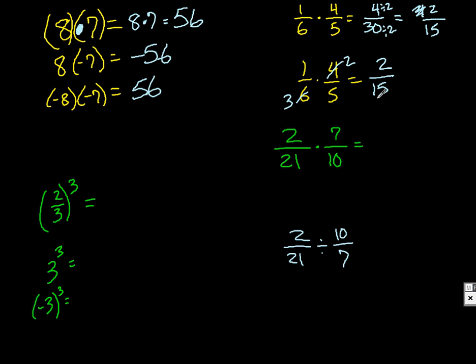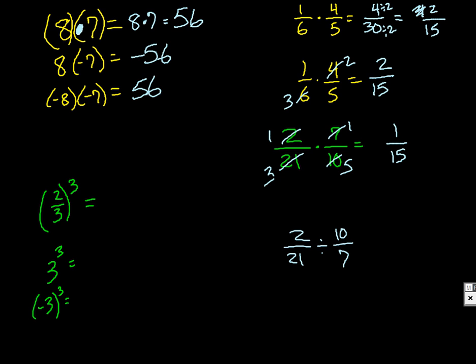I can even do it multiple times. The 2 and the 10 can reduce to be 1 and 5 if I divide them both by 2. The 7 and 21, I can divide both those by 7 and be left with 3 and 1. Now I can go straight across, 1 and 15 on the bottom.